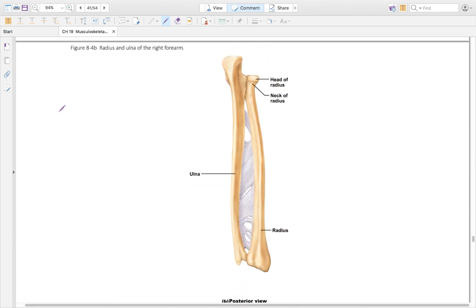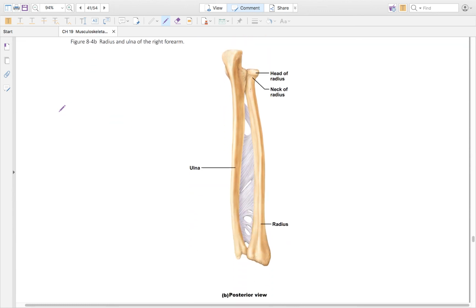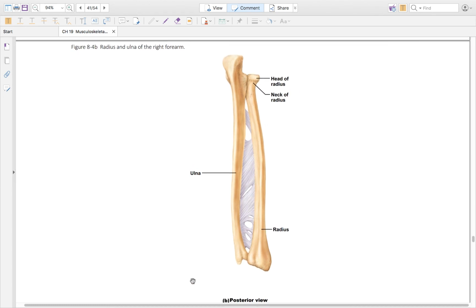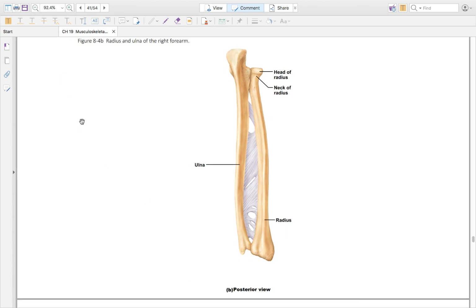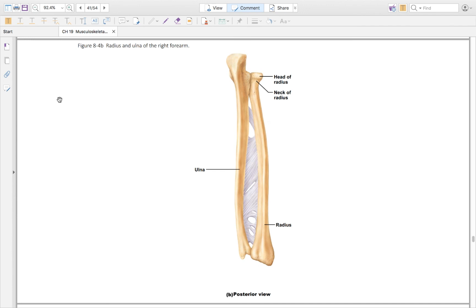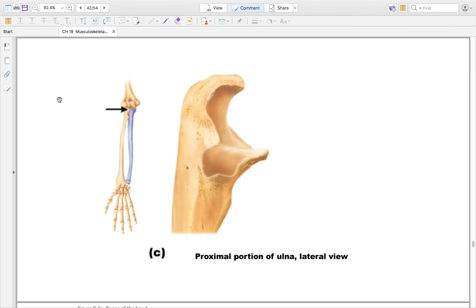Now we're still looking at the radius and ulna from several perspectives, and I want you to see both sides. With the back of the ulna, you're not going to see the U, because technically it hooks. And then there's our radius. All right, so this is the right forearm. I'm trying to flip. There we go. There's our U.